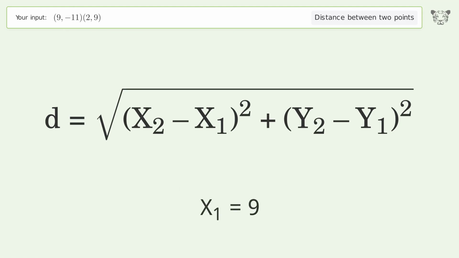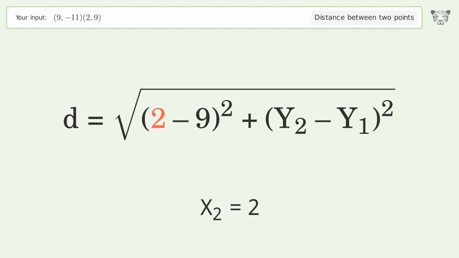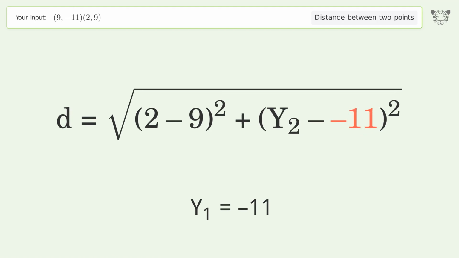x1 equals 9. x2 equals 2. y1 equals -11. y2 equals 9.